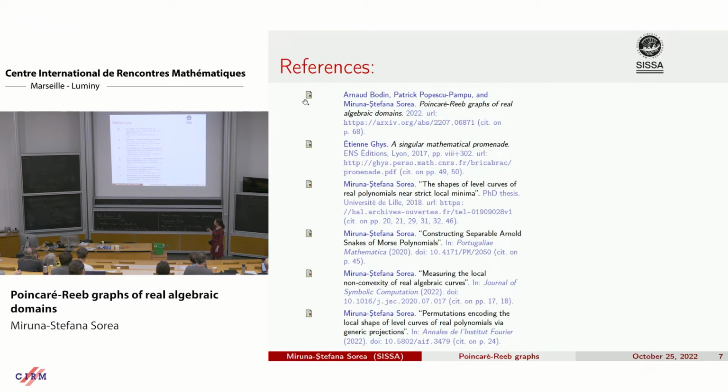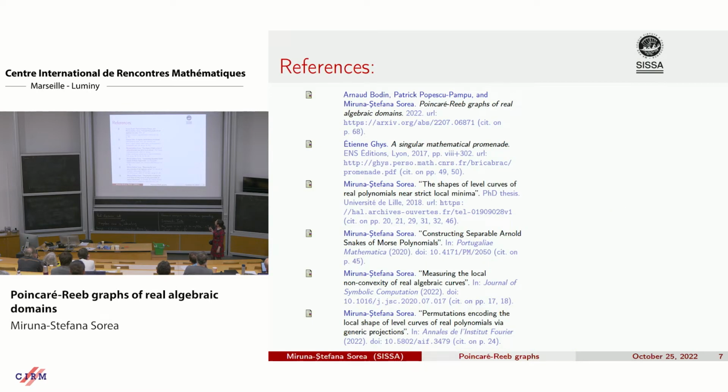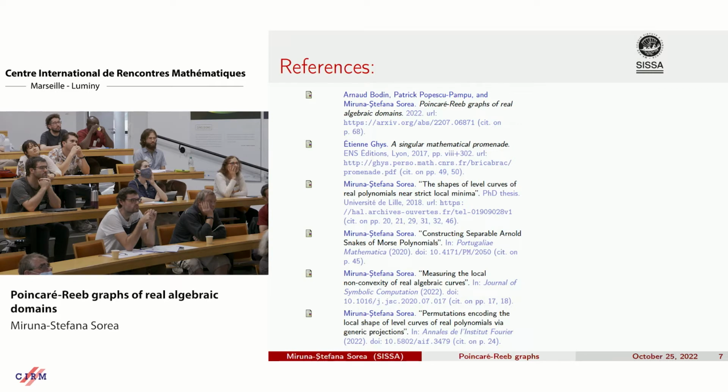And the new part, this part with real algebraic domains, you can find in this preprint on the arXiv that we uploaded in July. And this is joint work, as I was saying, with Arnaud and Patrick Popescu-Pampu, whereas the part with the strict local minima consists of these 3 papers here.